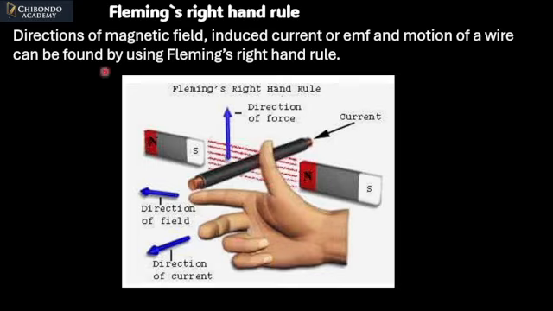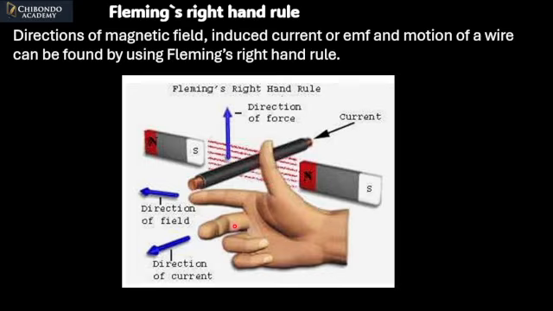So this law, as I've said, is used for determining the direction of the magnetic field, induced current or EMF, and motion of the wire. So this is how we'll be using the Fleming's right hand law. The first and the second finger of the left hand have to be placed perpendicular to each other, just like we are doing in the Fleming's right hand law.